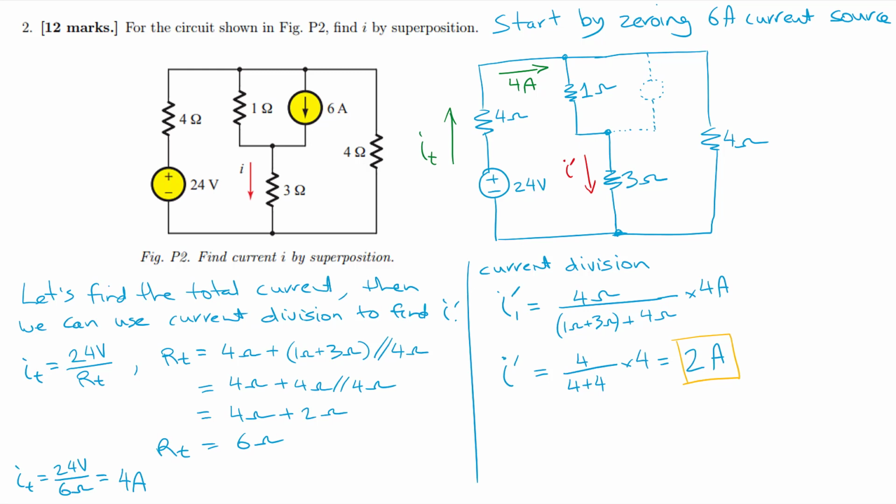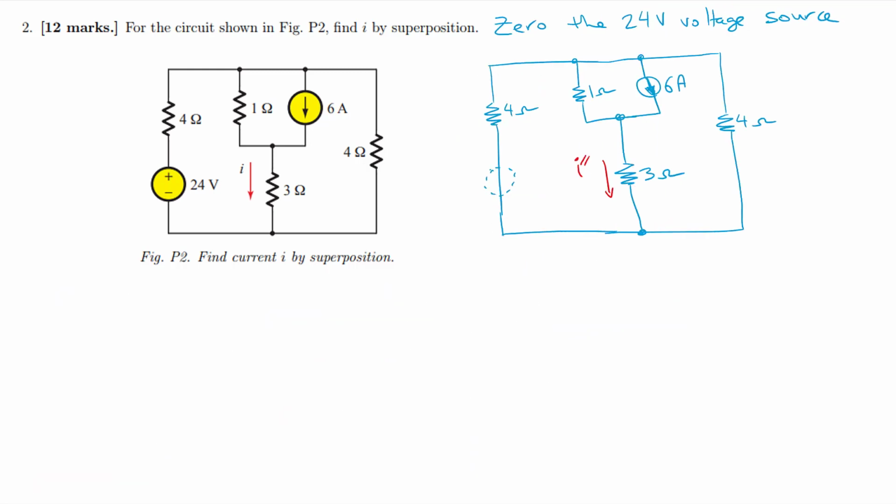And then we're going to keep track of this so that in the end, when we get the I double prime, we're going to add those up to get our final result. So that's the first circuit, or first mini circuit, that we've solved. So let's zero the other source and restore the 6 amp source. So what we're going to do is zero the 24 volt source and calculate I double prime now.